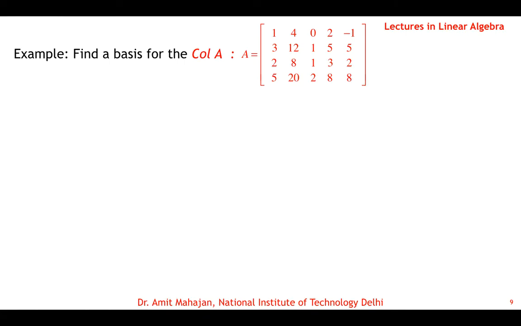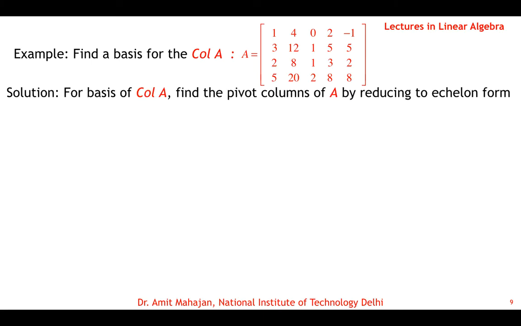In column space A, all such vectors come which can be written as a linear combination of these columns. So we only need to find out which are the pivot columns out of these 5 and which are the non-pivot columns, and the pivot columns from here will form the basis for the column space A. So we have to reduce it to equivalent form to find the pivot columns, that's it. So write this matrix A. For the basis of column space A, find pivot columns of A by reducing to equivalent form.